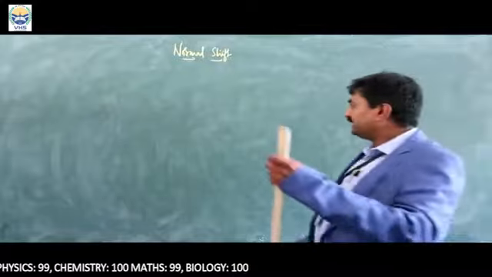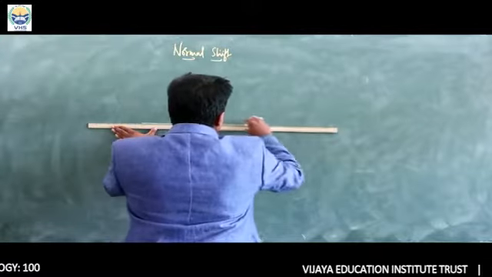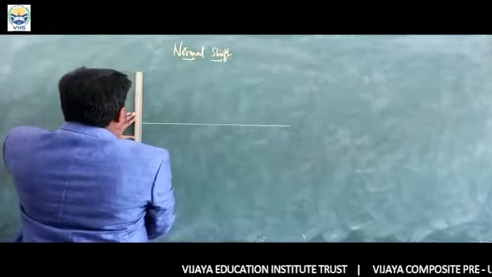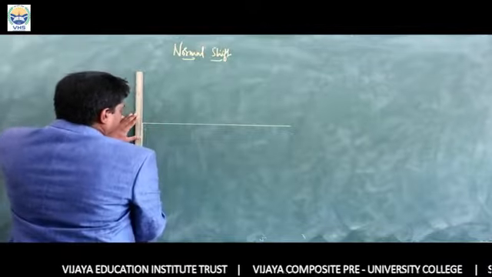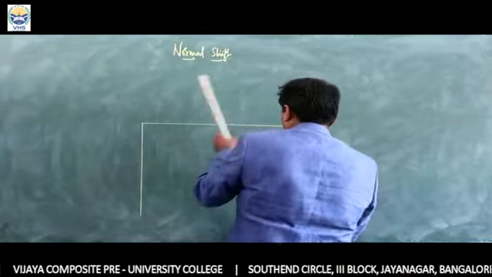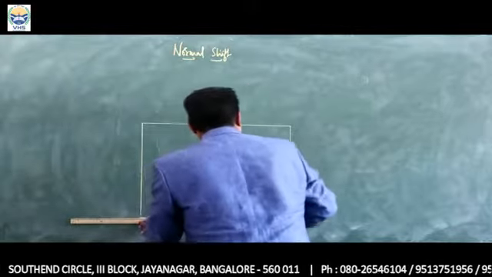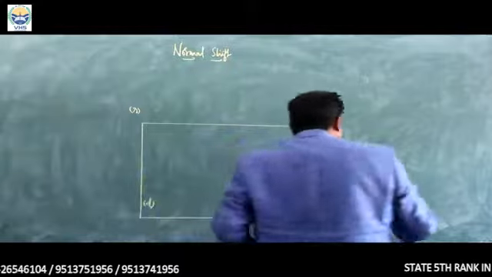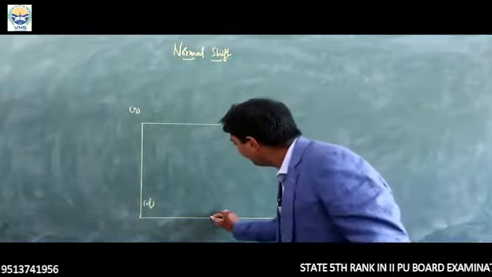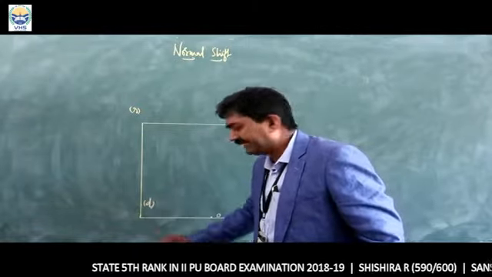Now let us consider an object is in the denser medium. I can write the diagram. This is the rarer medium. This is the denser medium. Let me consider an object is in the denser medium. Let O represent the object which is kept in the denser medium.